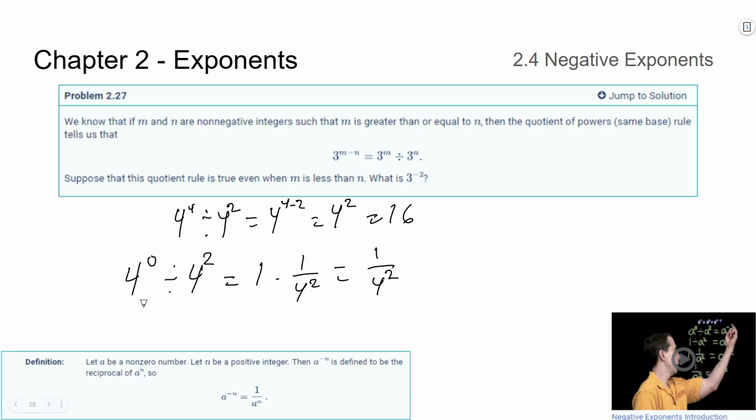So if we have 4 to the 0 times the reciprocal of 4 squared, then we get that reciprocal of 4 squared when the exponent is negative. Because this would have been 4 to the negative 2, since 0 minus 2 would be negative 2. So 4 to the negative 2 ends up becoming the reciprocal of 4 squared. And here we have this rule that says just that: when you have a negative exponent, you get the reciprocal of the positive exponent.